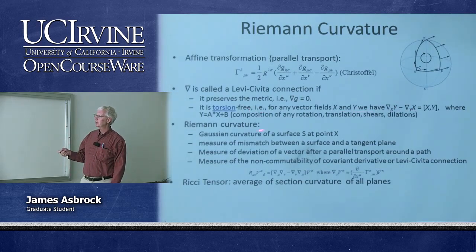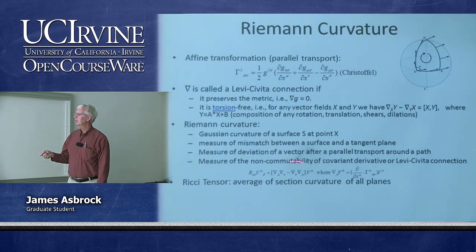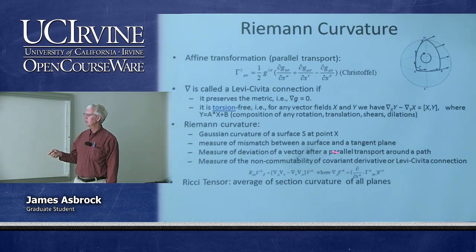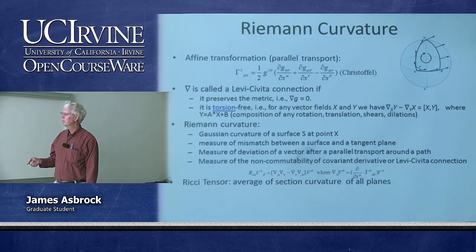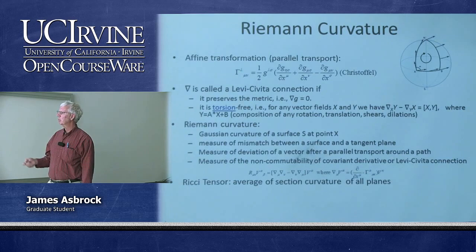So there are various definitions of the Riemann curvature, and the one we used was the deviation of the vector after a parallel transport around the path. Another definition that I came across, in terms of the Levi-Civita connection, is how much non-commutability there is with a covariant derivative. So as you can see here, if these two derivatives don't depend upon which one is first and second, then it's 0, but in general that will not be the case.